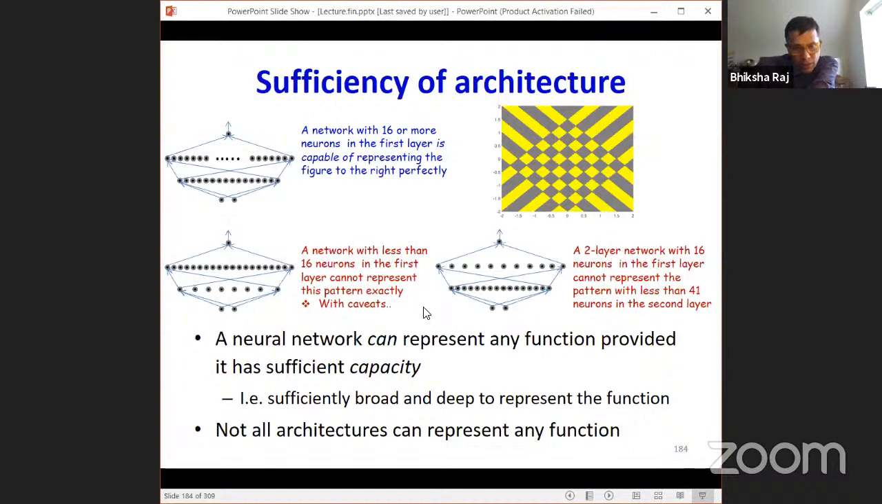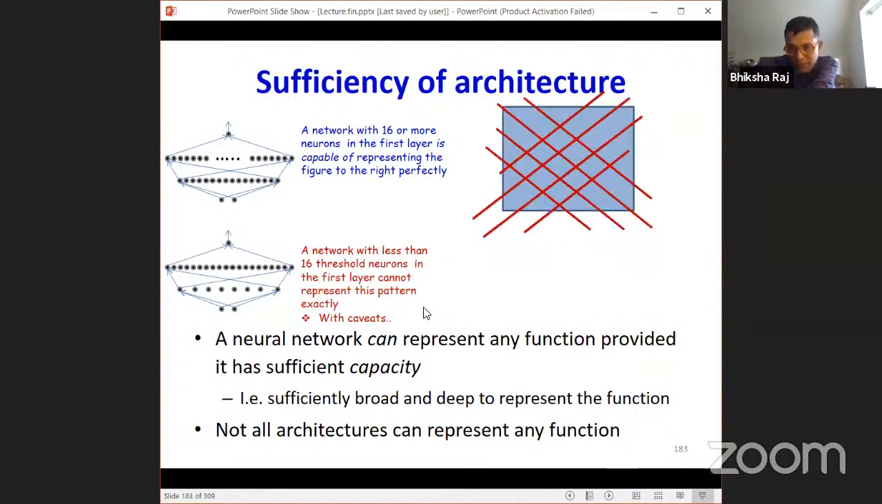Is this clear to all? Why having only 8 neurons in the first layer is never going to be able to capture this pattern?